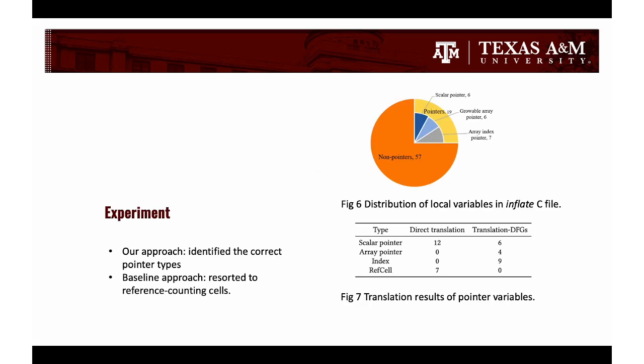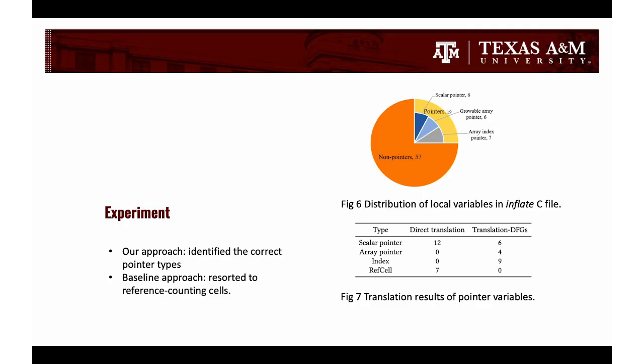We selected the inflate.c file for pointer type migration experiment because it is largely self-contained. It defines its own tree node structure and avoids calls to external C files. The upper diagram illustrates the distribution of local variables in inflate.c file, which indicates the importance of correctly mapping pointers. Our approach processes each function by first building the data flow graph for all variables in one function. Then the resulting data flow graphs, together with the prompt templates, form the input to the LLM. The baseline method translates the variables without data flow information.